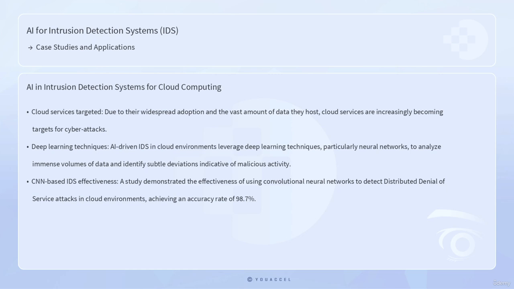For instance, a study demonstrated the effectiveness of using convolutional neural networks to detect distributed denial-of-service attacks in cloud environments. The CNN-based IDS was trained on a dataset of network traffic and was able to achieve an accuracy rate of 98.7% in detecting DDoS attacks, significantly outperforming traditional IDS methods. This case study underscores the potential of deep learning techniques in enhancing the detection capabilities of IDS in dynamic and complex environments like cloud computing.